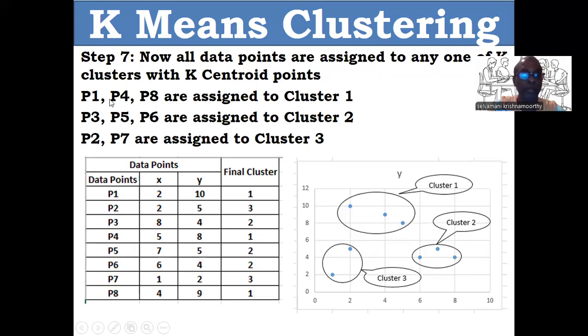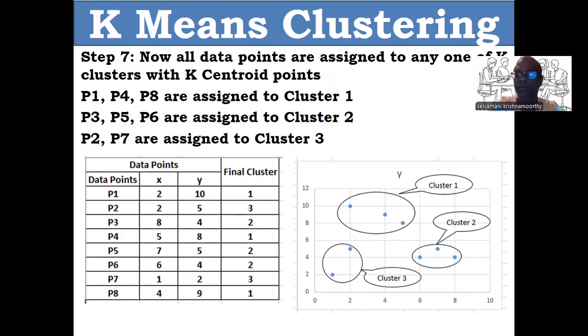That means P1, P4, P8 are assigned to cluster 1. See it here: P1 cluster 1, P4 cluster 1, P8 cluster 1. In the same way, P3, P5, P6, all these three data points are assigned to cluster number 2. P2 and P7 both are assigned to cluster number 3.